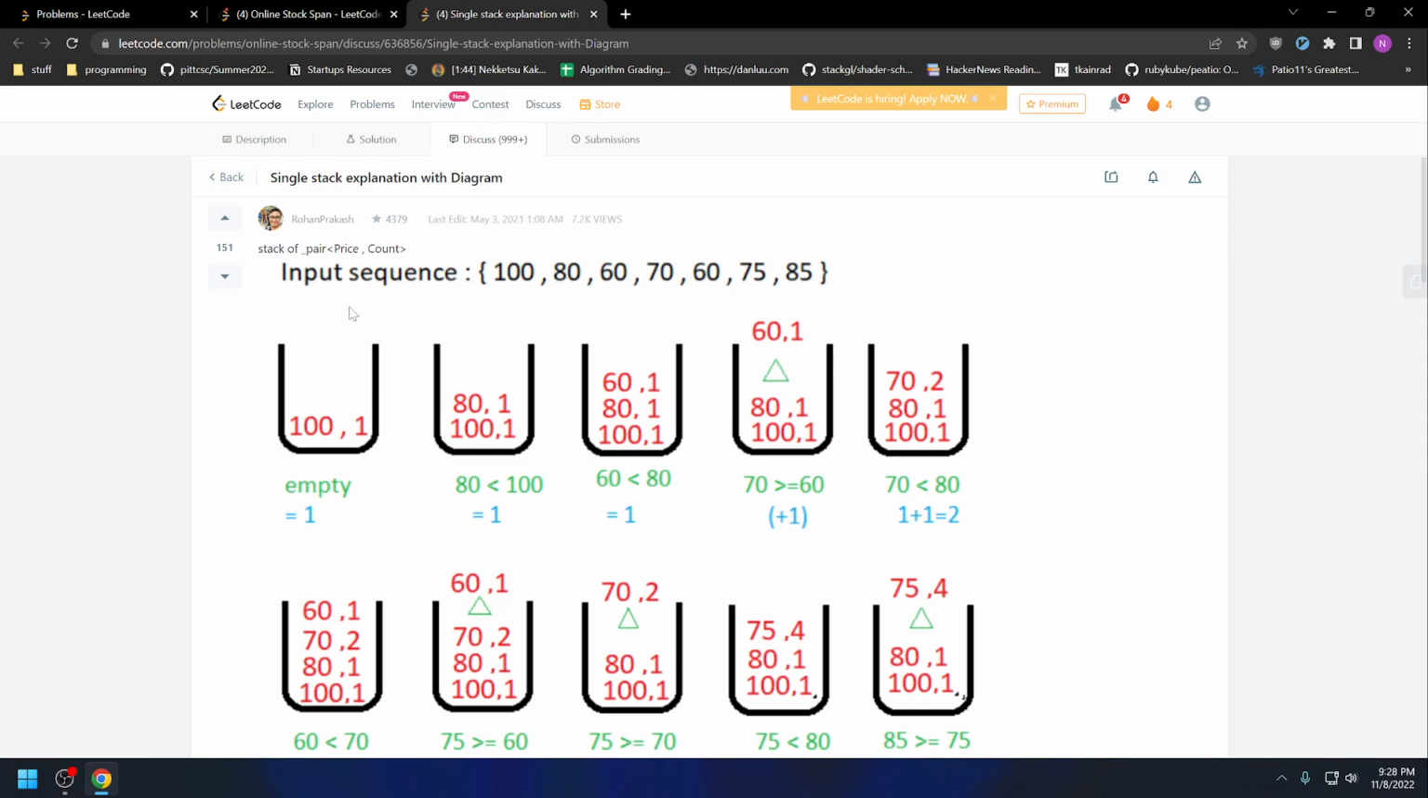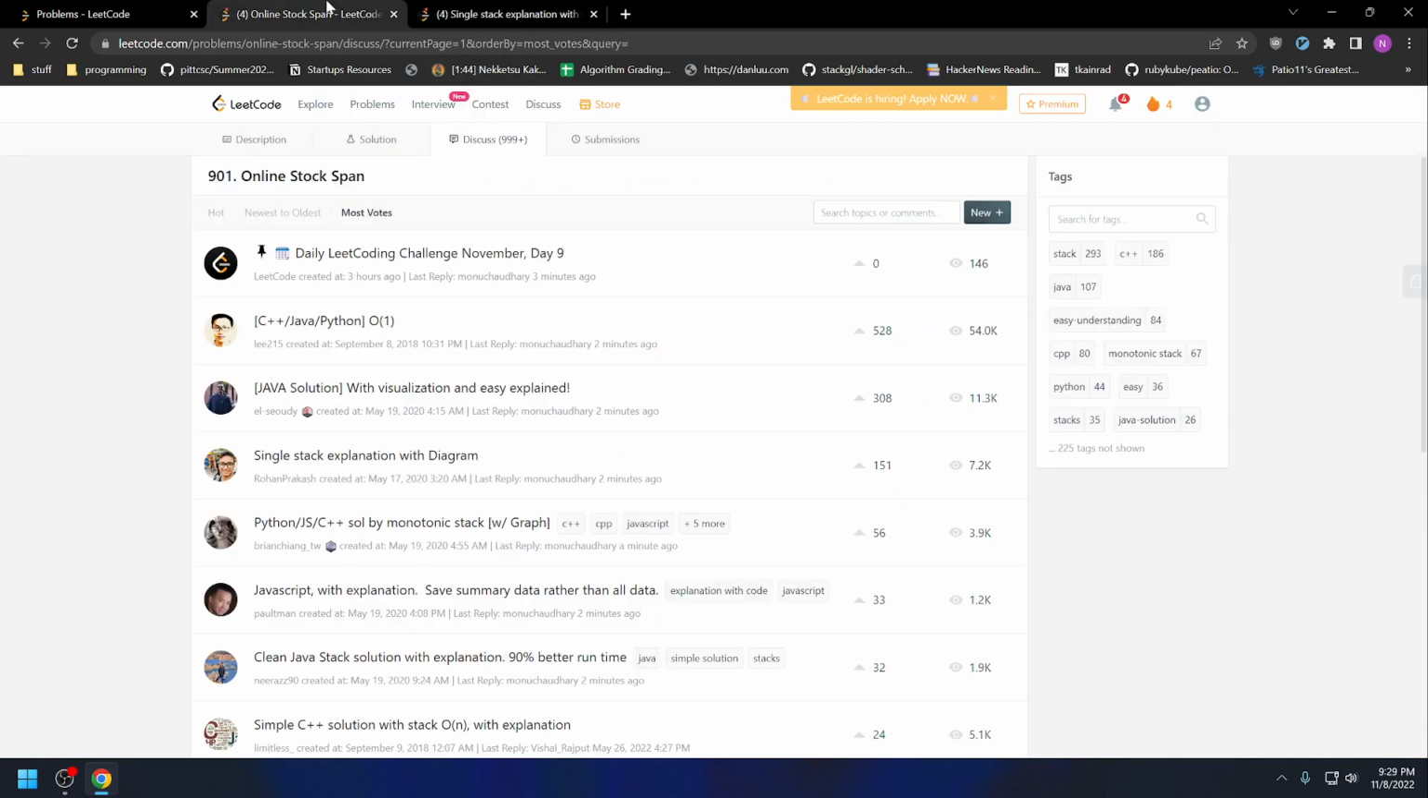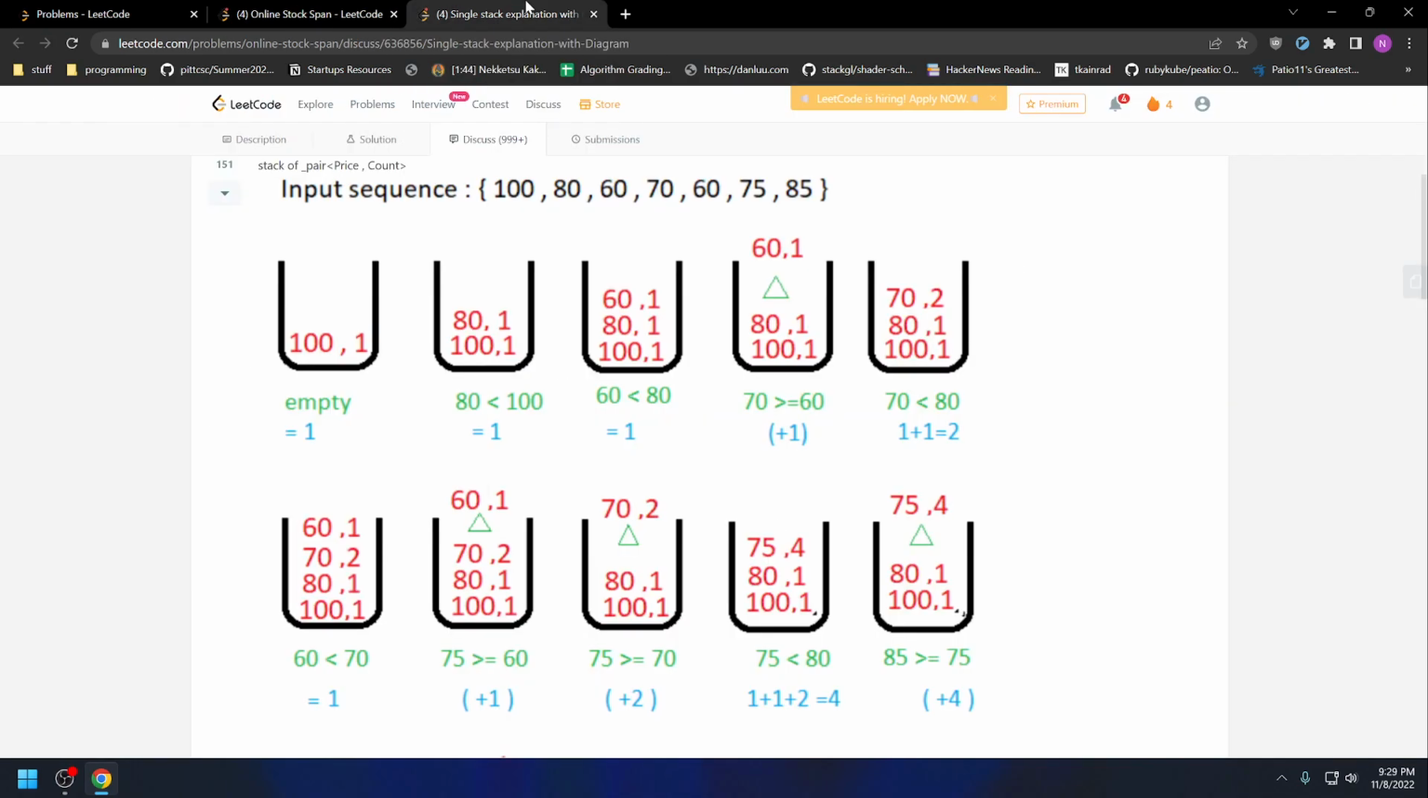Oh, okay. So we have kind of a visual understanding here. Pop 100, pop 80, pop 60, 70. So I have plus 1. 70 is less than 80. Put that in. 70 is 2. Oh, I get it. So going back to my answer, you don't need to remember all the prices. Just the prices you didn't skip over.